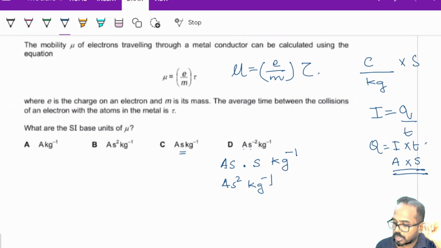Now you check the options for this one. Ampere kg, second is not there, this is not possible. Ampere second square kg to the power minus 1. Oh, you got your answer, right? You check this one. This option is not possible because second is only 1. This option you check it: ampere second to the power minus 2 kg to the power minus 1. Minus 2 is not possible, so this is also not correct. Only one option is correct, so this B will be your answer.